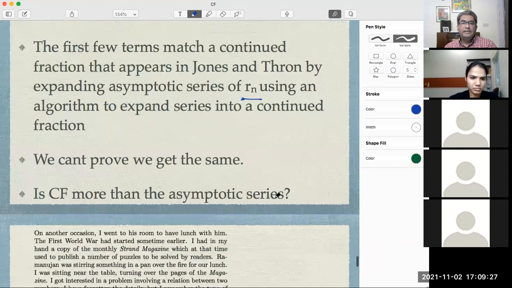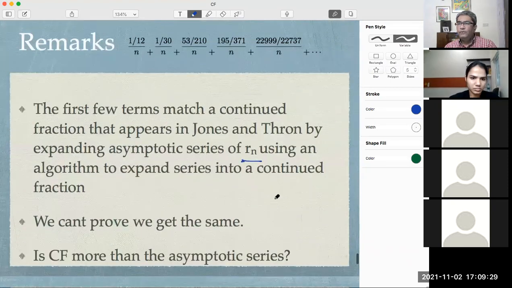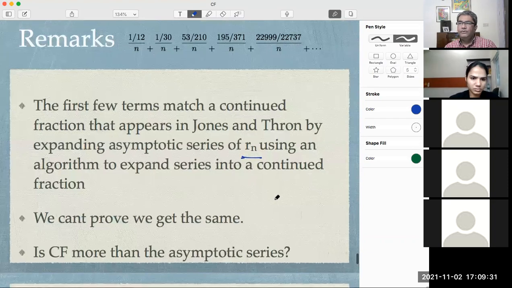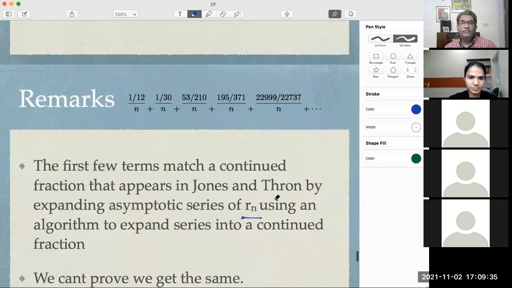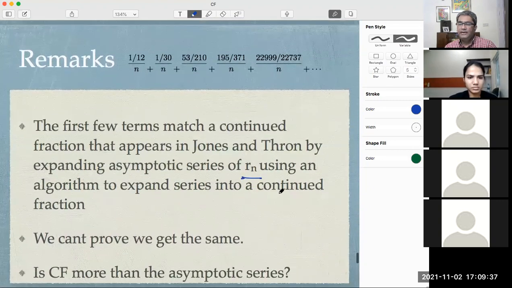Okay, I want to also show you a Ramanujan story. I'm going really fast, so if anybody has any questions right now, this is a good time to ask.